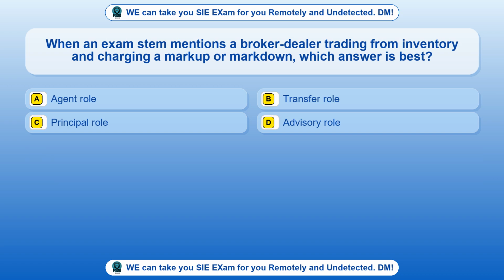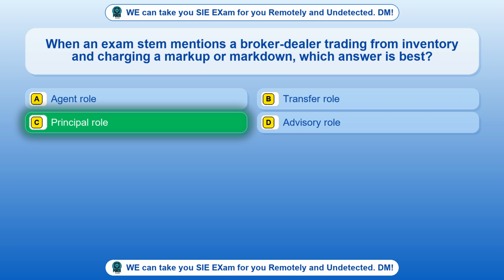Question 19. When an exam stem mentions a broker-dealer trading from inventory and charging a markup or markdown, which answer is best? Option A, agent role. Option B, transfer role. Option C, principal role. Option D, advisory role. The correct answer is option C, principal role.